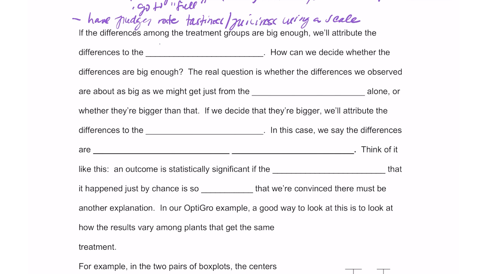So if those differences among the treatment groups are big enough, we'll attribute the differences to the actual treatments, in that case the fertilizer. How can we decide whether the differences are big enough? The real question is whether the differences we observed are about as big as we might get just from the randomization alone, or whether they're bigger than that. If we decide that they're bigger, we'll attribute the differences to the treatments.